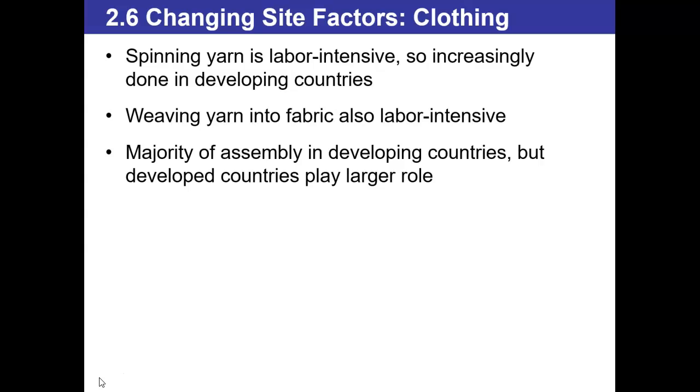Looking at clothing and site factors, spinning yarn is very labor intensive, so it's increasingly done in developing countries where the time and labor necessary is far less expensive. Weaving yarn into fabric is also labor intensive and is another process. The majority of assembly may happen in developing countries, but developed countries may play a larger role, especially when it comes to designing and also when it comes to consuming.